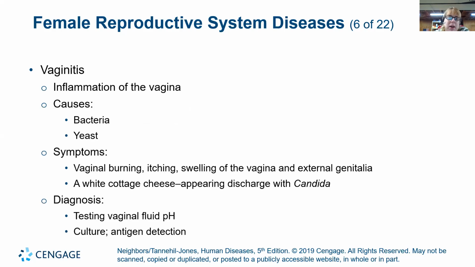So let's switch out of menopause into vaginitis. And this is any inflammation of the vagina. It can occur from many different things. The two big causes are bacteria and yeast. A patient usually presents with the fact that they've got burning, itching, maybe they're swollen, okay? One of the questions we'll always ask them is, do you have any discharge? What does it look like? If it looks like white cottage cheese, it's probably yeast, candida. So we will test the vaginal pH. We can do some culturing.